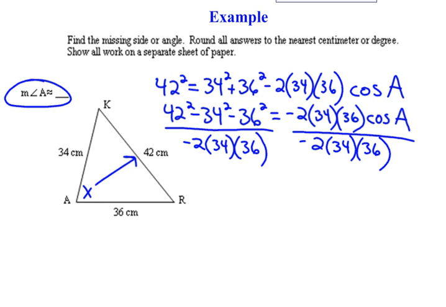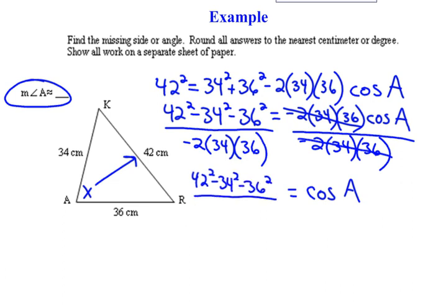And what that's going to do for me over on the right side of the equation is it's going to cancel out the negative 2, the 34, and the 36, leaving me with the cosine of angle A all by itself. And it's equaling everything you see over here on the left side: 42 squared minus 34 squared minus 36 squared all over negative 2 times 34 times 36.